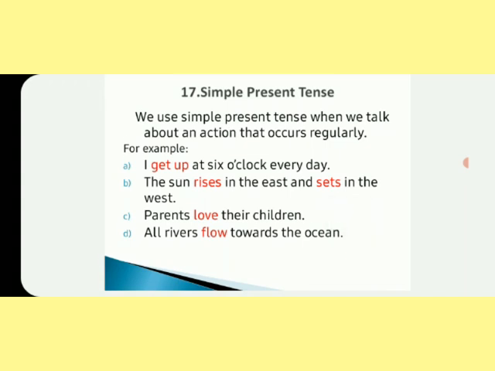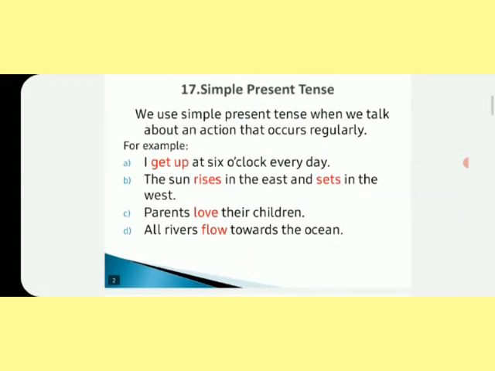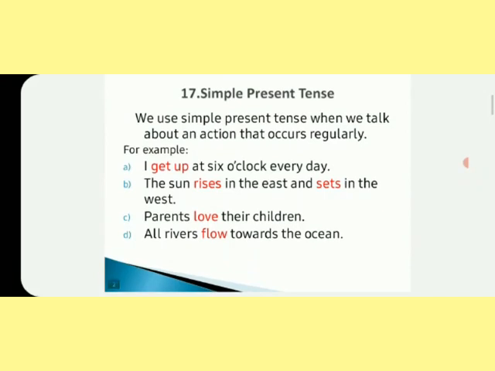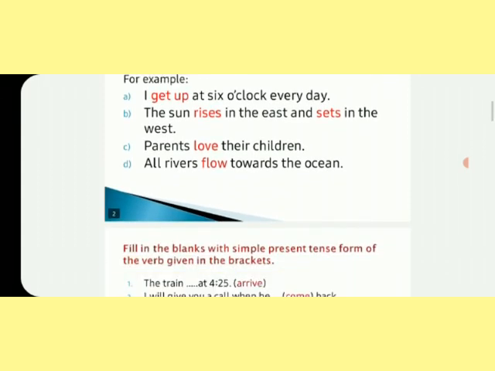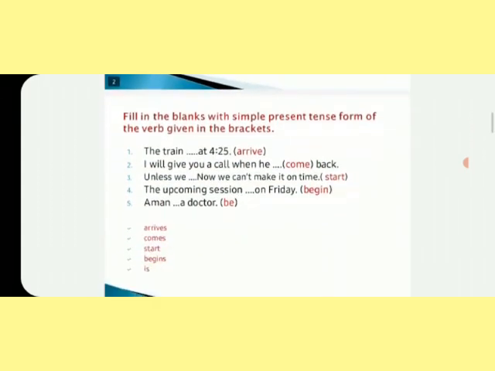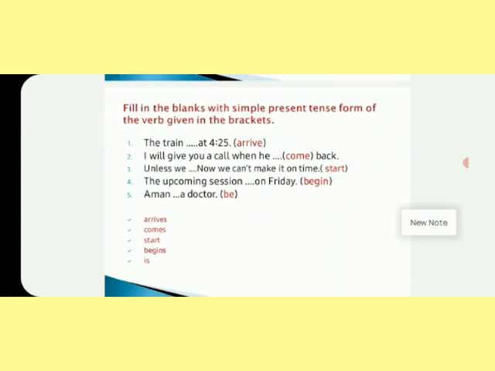All rivers flow towards the ocean. Now rivers, not only one but all, the many rivers, plural subject, flow, plural verb, towards the ocean. So this is verb form number 1, V1. Now let's see some examples of this.